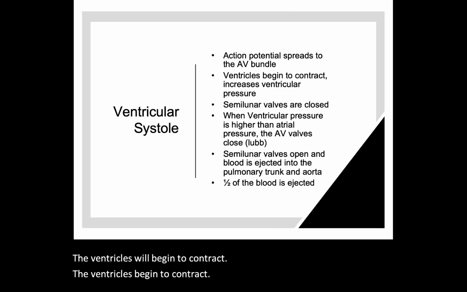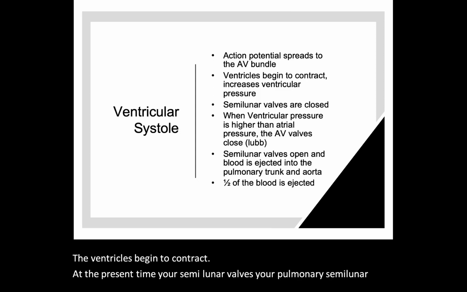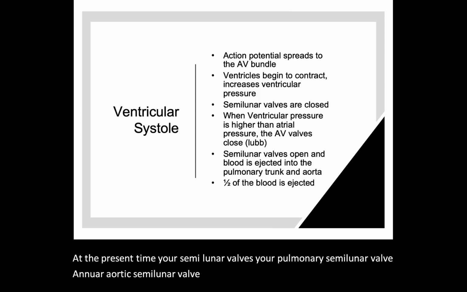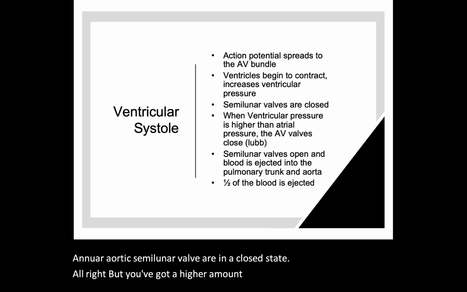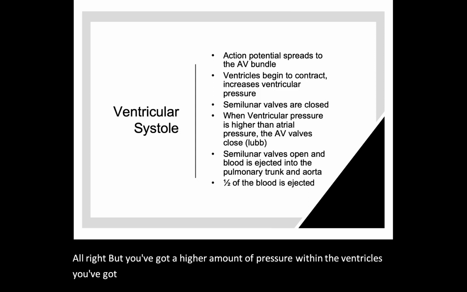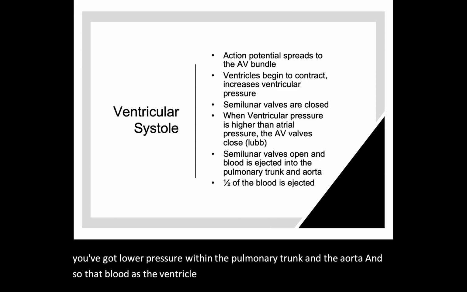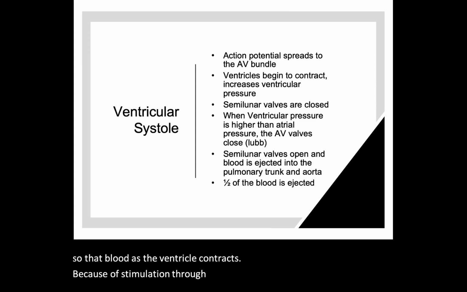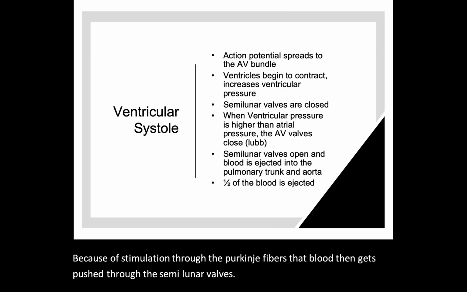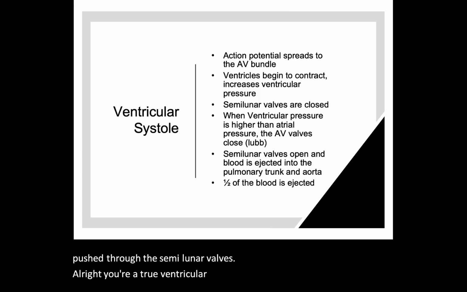At the present time, your semilunar valves, your pulmonary semilunar valve and your aortic semilunar valve, are in a closed state. Right? But you've got a higher amount of pressure within the ventricles. You've got lower pressure within the pulmonary trunk and the aorta. And so that blood, as the ventricle contracts because of stimulation through the Purkinje fibers, that blood then gets pushed through the semilunar valves. All right?